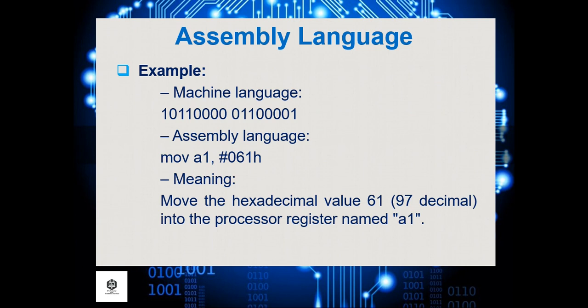For example, in machine language, this is 101100000001. In assembly language, it corresponds to MOV A1, #061H, meaning move the hexadecimal value of 61, or 97 in decimal, into the processor register named A1.